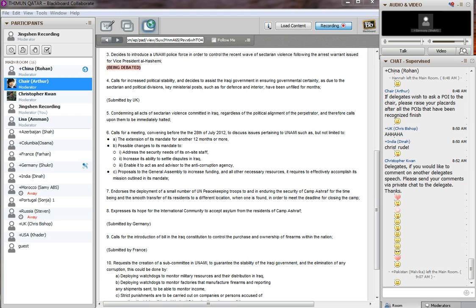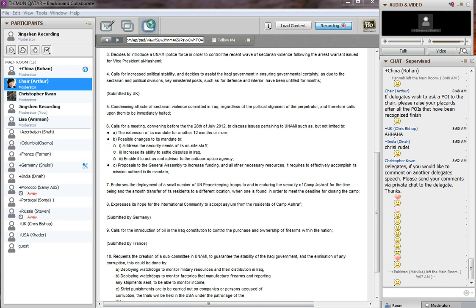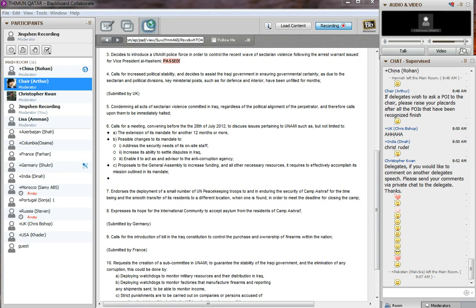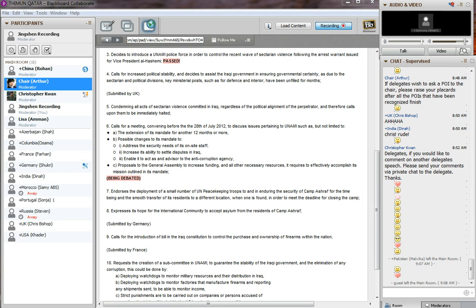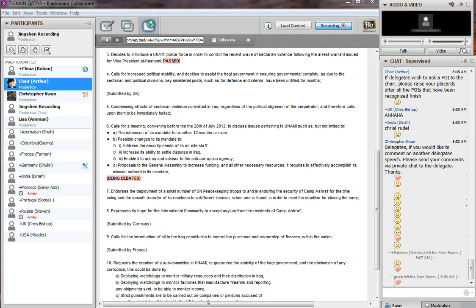The amendment that this delegate has submitted deals with UNAMI, which is the United Nations Assistance Mission to Iraq. It basically acts as the United Nations' voice in Iraq by advising the government on what the UN wants it to do. However, the UNAMI's mandate is about to end in a month or so, as it has been extended only for a period of 12 months last year.